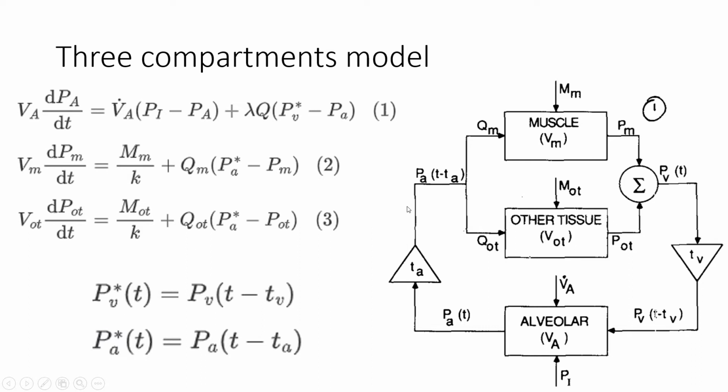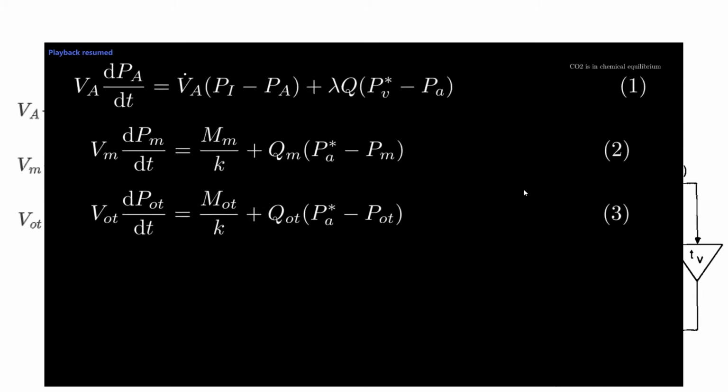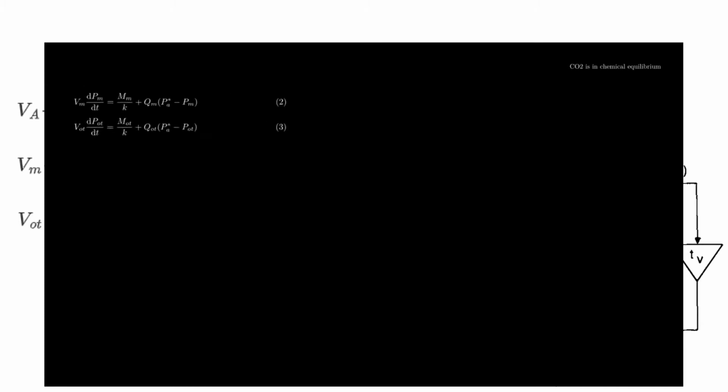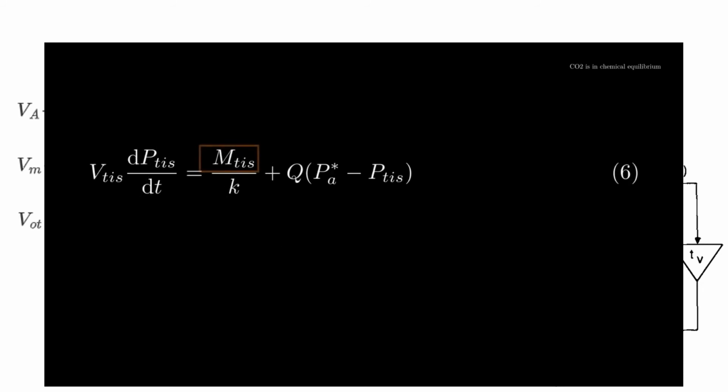Okay, now another term is M. M is the metabolic rate of the muscle compartment or the other tissue compartment. Now, using these 3 compartments, we can actually write 5 equations based on the mass conservation. And the author here is trying to reduce this model. So they are trying to merge the muscle compartment and the other tissue compartment into only 1 compartment.